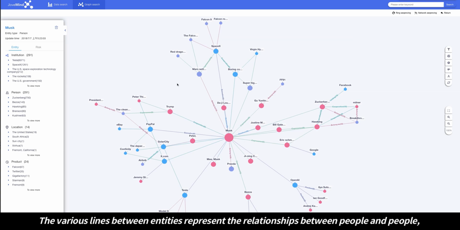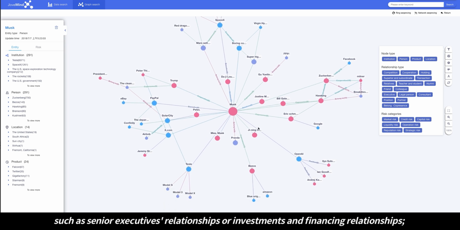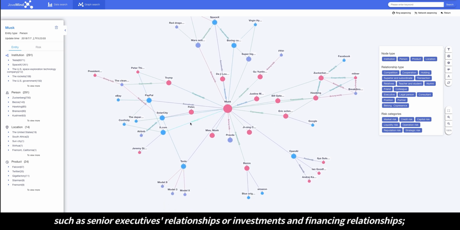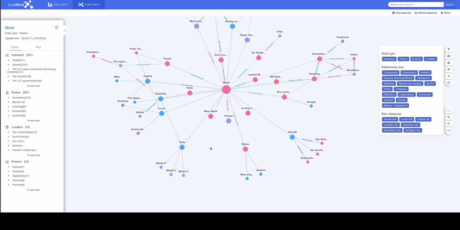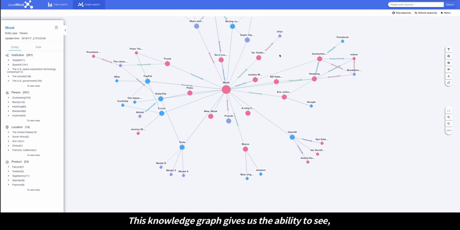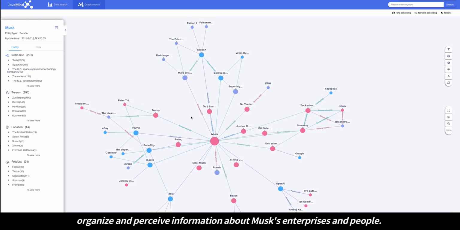The various lines between entities represent the relationships between people and people, such as partnership, kinship, and interrelationships among senior executives. The relationships between people and enterprises, such as senior executives' relationships or investments, and financing relationships. The relationships between enterprises, including partnerships and others, and the relationship between people and products. This knowledge graph gives us the ability to see, organize, and perceive information about Musk's enterprises and people.